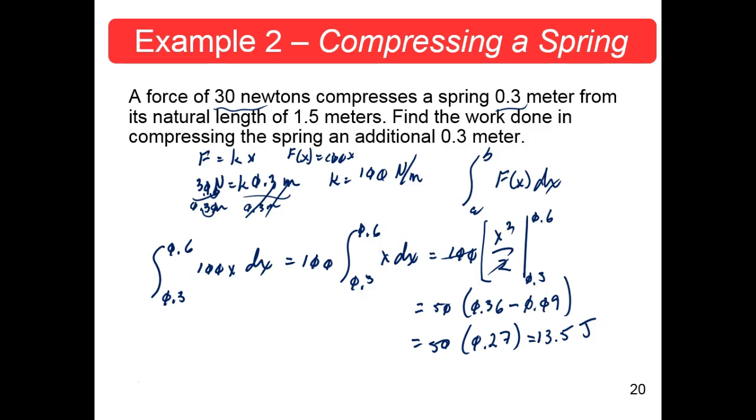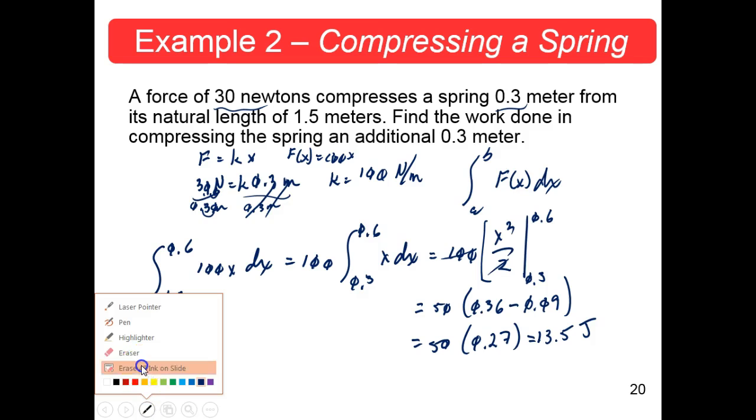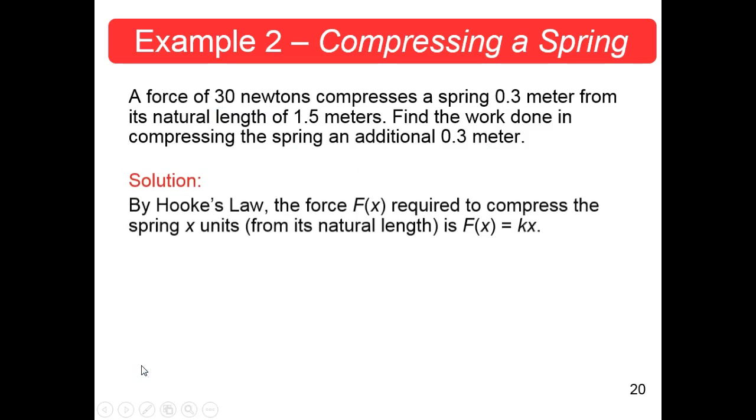The second part, the part that was sort of confusing, is the work done compressing the spring an additional 3 meters. That meant you compressed it the first time to get the spring constant, but then you kept compressing it after that. That was to me a little bit bizarre. All right, any questions on this before I erase it? Let's see how they did it. They may explain it a little better or differently.